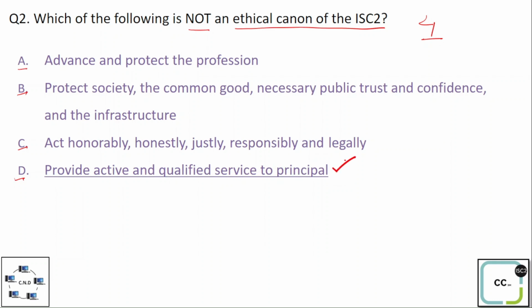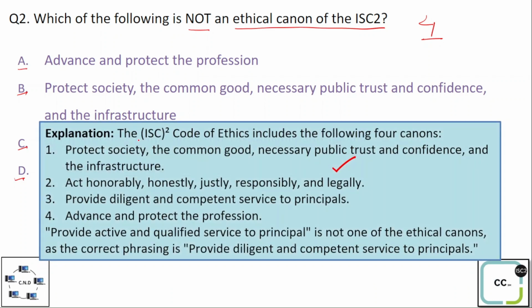So option D is basically not one of the ISC2 canons, and that is provide active and qualified service to the principals. And the explanation is, the ISC2 Code of Ethics, formerly known as ISC square, includes the following 4 canons. These canons are very important, you should learn these canons. Their order is also important, and you may encounter questions on them inside your certification exam, in the CC as well as other certifications such as CISP, CCSP, etc.